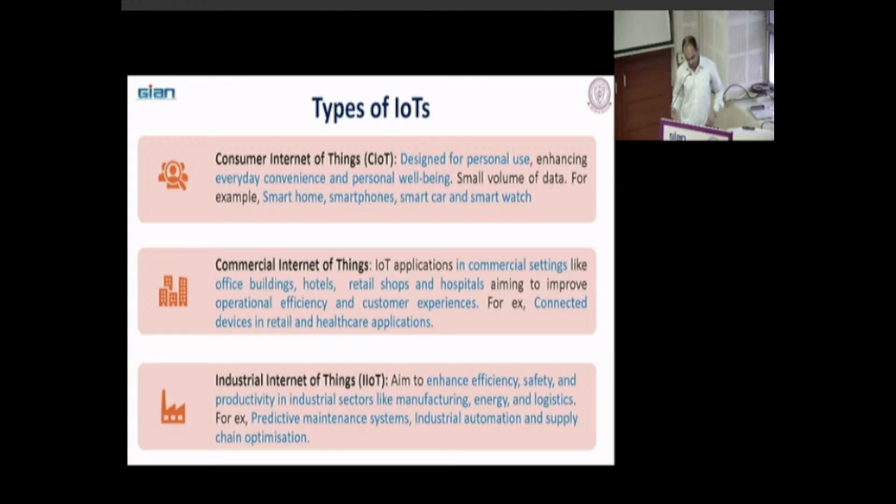So basically, in manufacturing, energy, or logistics, the aim is to enhance the efficiency, safety, and productivity in industrial sectors like manufacturing, energy, logistics. Suppose you are doing predictive maintenance systems, industrial automation, supply chain optimization.